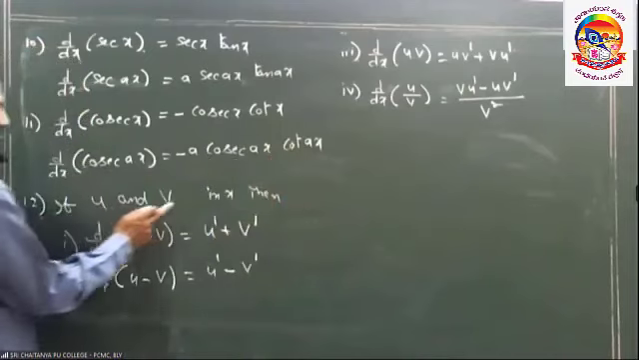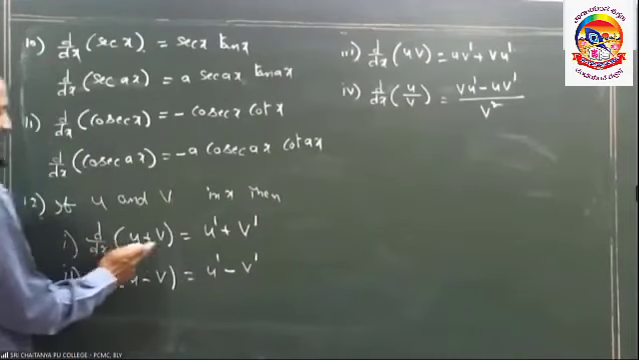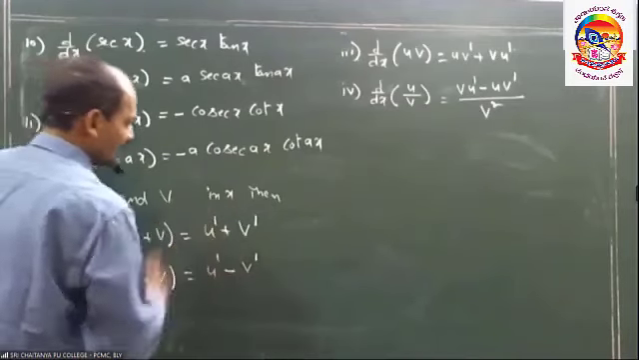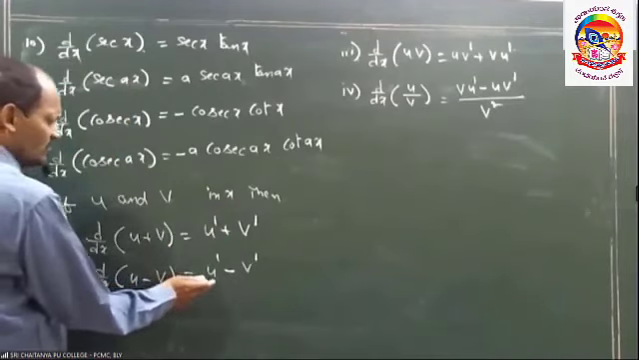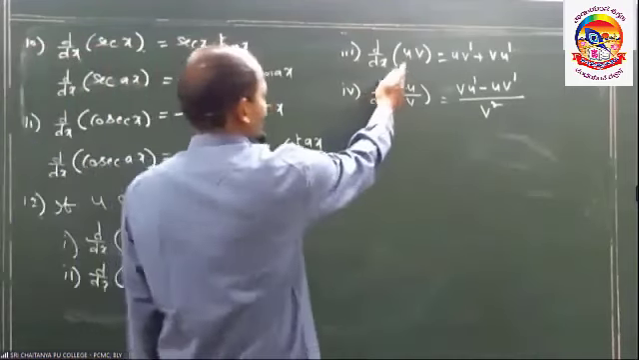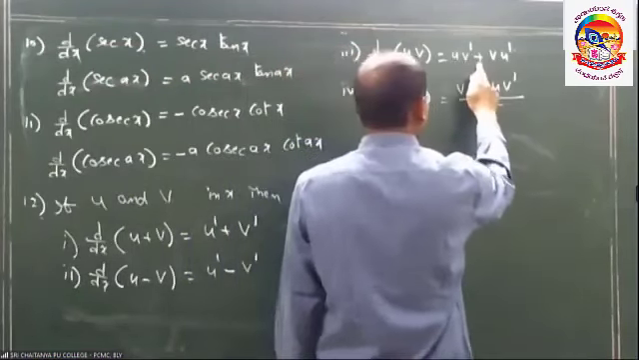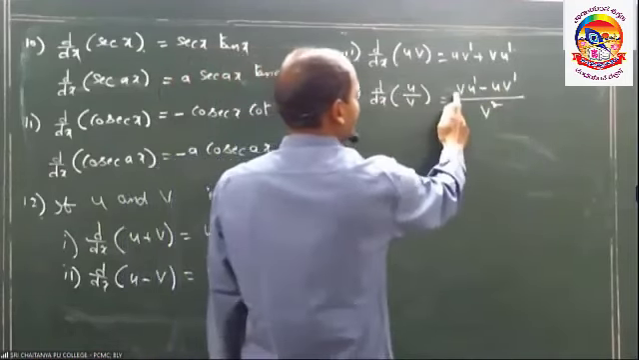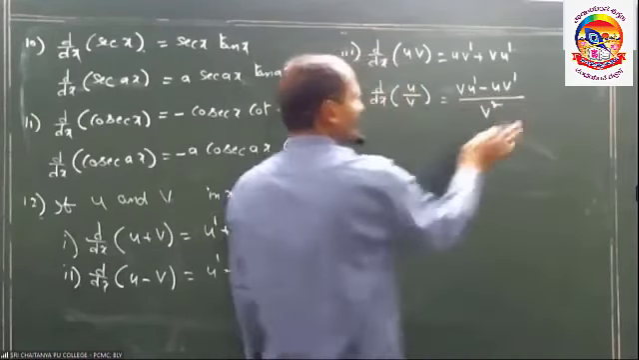Next, if u and v are any two differentiable functions in x, then derivative of u plus v is equal to derivative of u plus derivative of v. Derivative of u minus v is equal to derivative of u minus derivative of v. It is the product rule, that is derivative of uv is u into derivative of v plus v into derivative of u. Derivative of u by v is v into derivative of u minus u into derivative of v divided by v square.